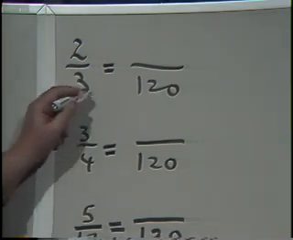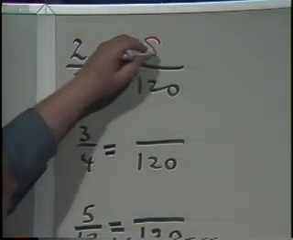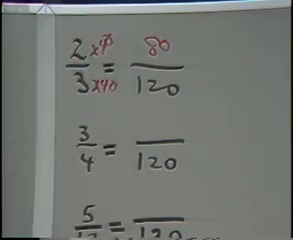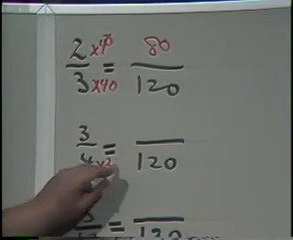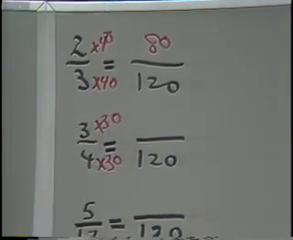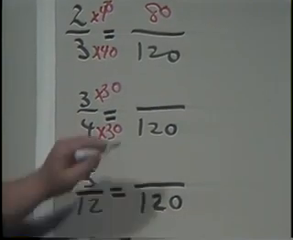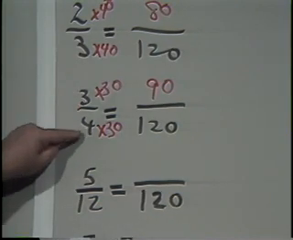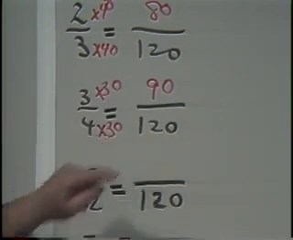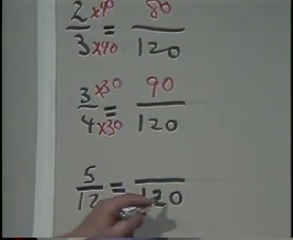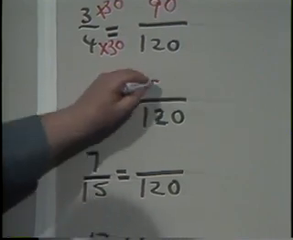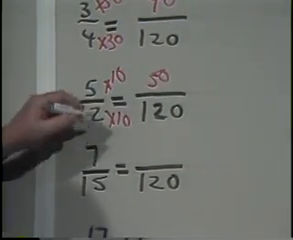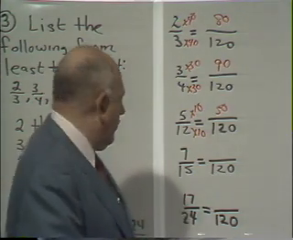3 goes into 120 40 times. 40 times 2 is 80. You see what we did here? We essentially multiplied numerator and denominator by 40. 4 goes into 120 30 times. If we multiply downstairs by 30, we have to multiply upstairs by 30. 3 times 30 is 90. See, at a rate of 3 out of every 4, you're taking 90 out of every 120. 12 goes into 120 10 times. 10 times 5 is 50. See, at a rate of 5 out of 12, you're taking 50 out of 120.